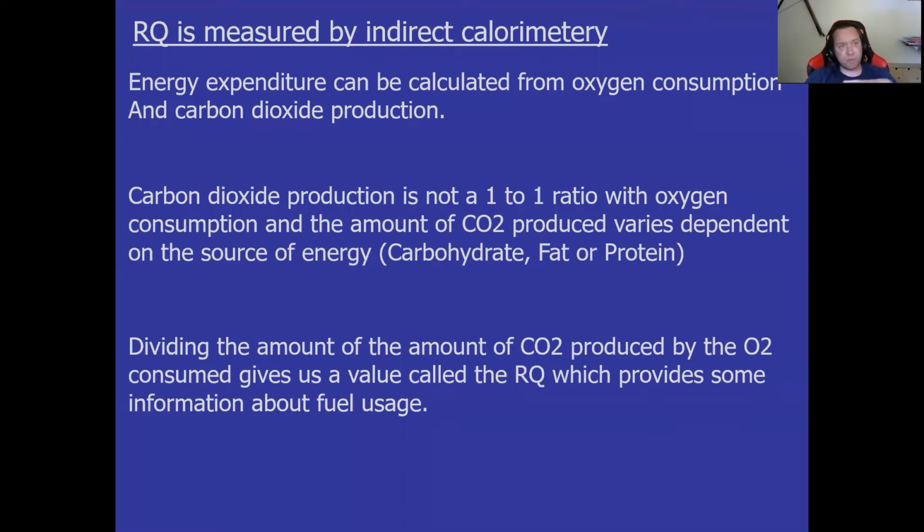So we had these slides before, but I'm going to recap. Respiratory quotient is measured by indirect calorimetry. We normally think of indirect calorimetry as a device for measuring energy expenditure, which we calculate from oxygen consumption and carbon dioxide production. And carbon dioxide production is not in a one-to-one ratio with oxygen consumption. The amount of CO2 produced varies dependent on the source of energy, whether it be carbohydrate, fat, or protein. And dividing the amount of carbon dioxide produced by the amount of oxygen consumed gives us a value called the respiratory quotient, which provides some information about fuel usage.